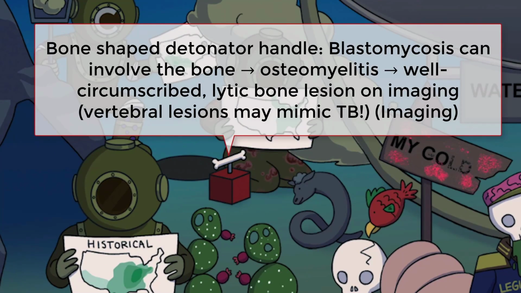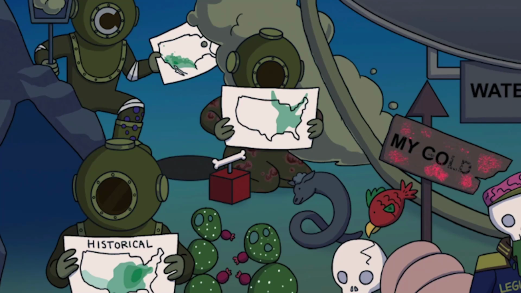We're talking osteomyelitis. On radiograph, areas of bone involvement may show up as well-circumscribed lytic bone lesions. Any bone can be involved, in fact, though the vertebrae, pelvis, and sacrum are the most common sites. Vertebral disease can even look just like tuberculosis, with vertebral body involvement and destruction of the disc.